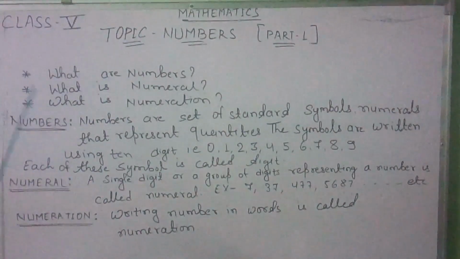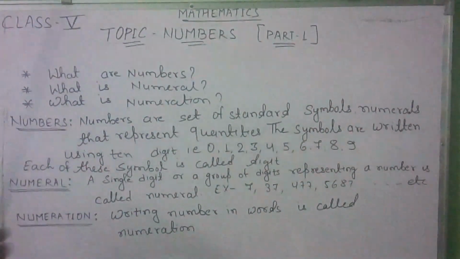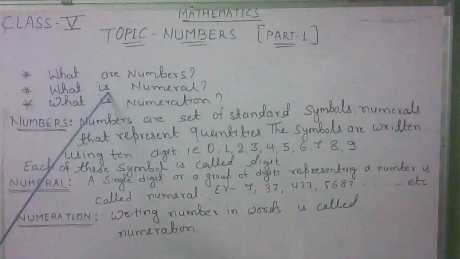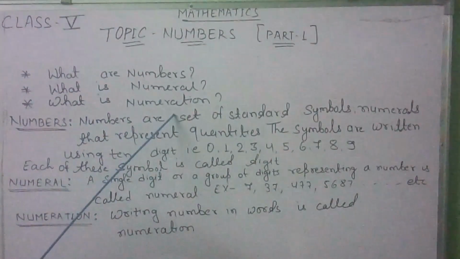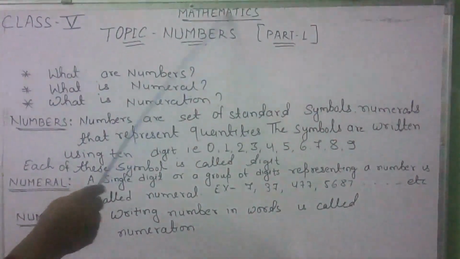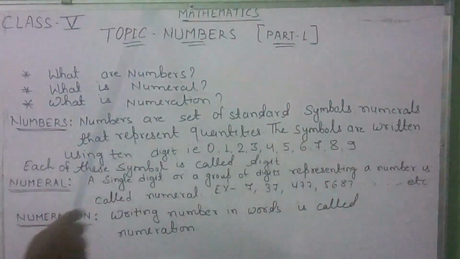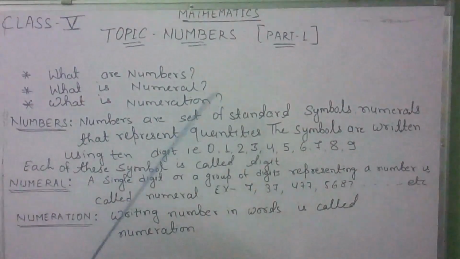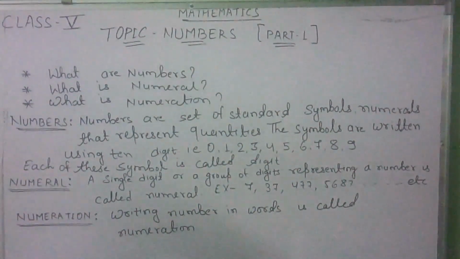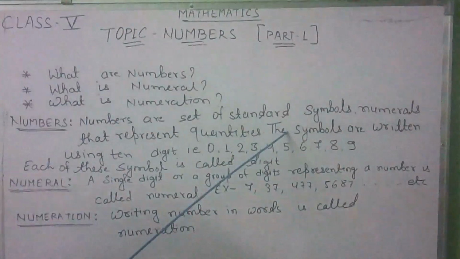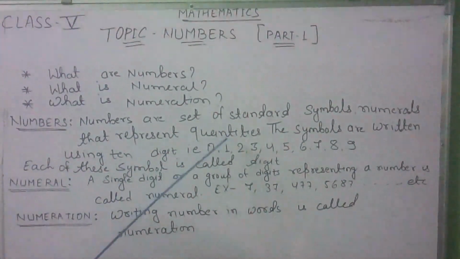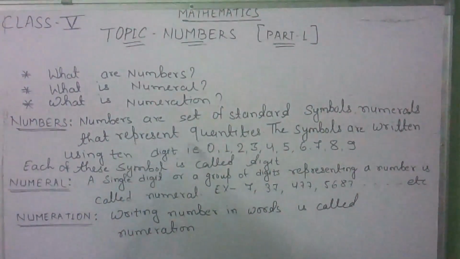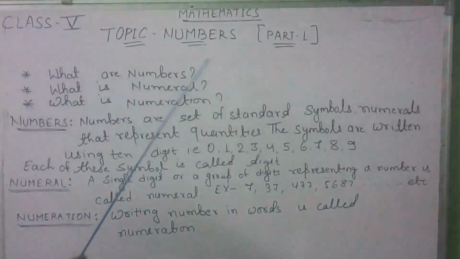As we know, our topic is numbers. Here some questions arise: what are numbers, what is a numeral, what is numeration. First we will start with numbers. In simple language we can say that numbers are a set of standard symbols, numerals, that represent quantities. The symbols are written using 10 digits, that is 0, 1, 2, 3, 4, 5, 6, 7, 8, 9. These are the 10 digits we use to write the numbers.